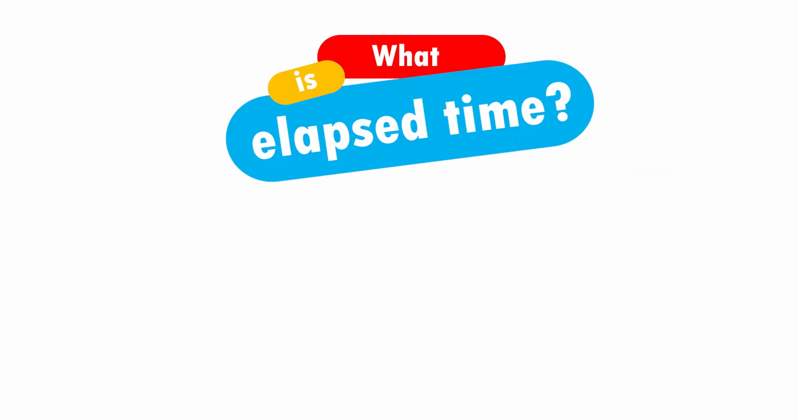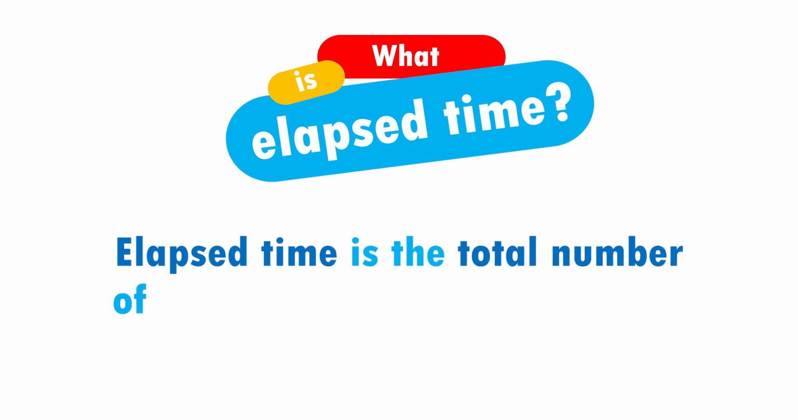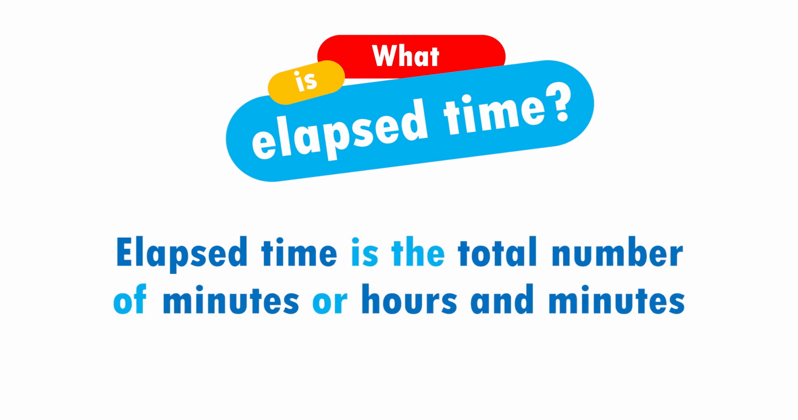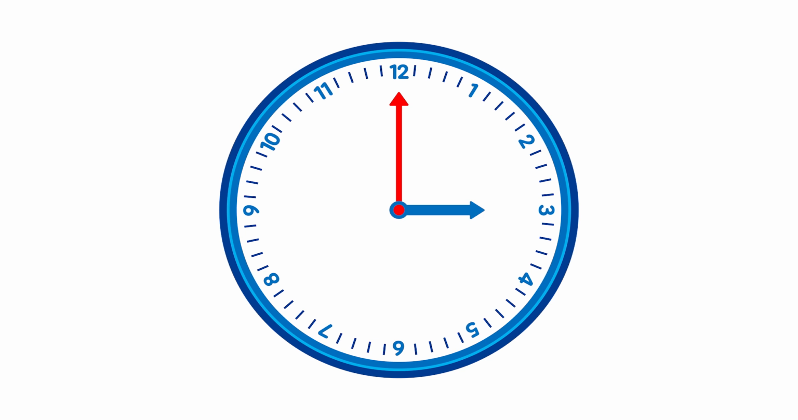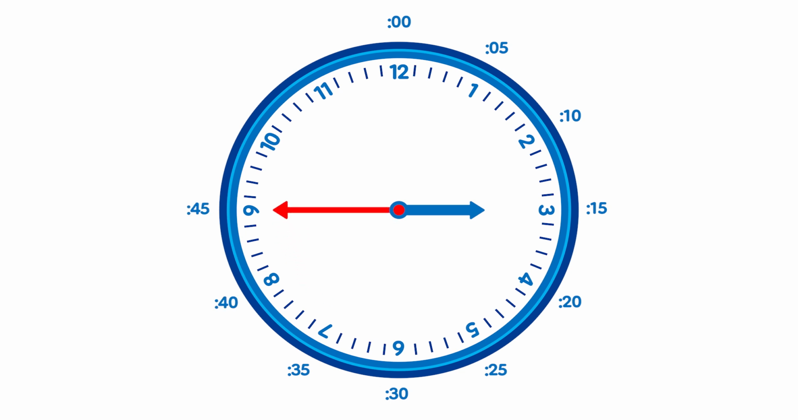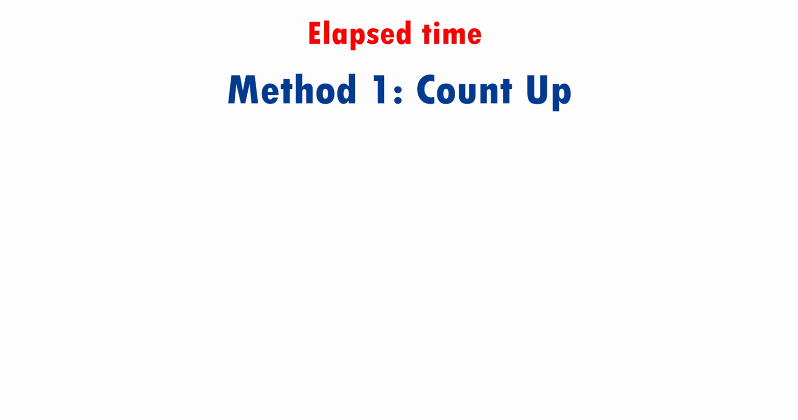What is elapsed time? Elapsed time is the total number of minutes, or hours and minutes, from the start time to the end time. Remember, a clock has 60 minutes in 1 hour. On an analog clock, the minute hand moves in 5-minute steps from one number to the next. 12 to 1 is 5 minutes. 1 to 2 is another 5. So the numbers mark 00, 05, 10, 15, 20, 25, 30, 35, 40, 45, 50, and 55, and then back to 0. We can use 2 easy methods.